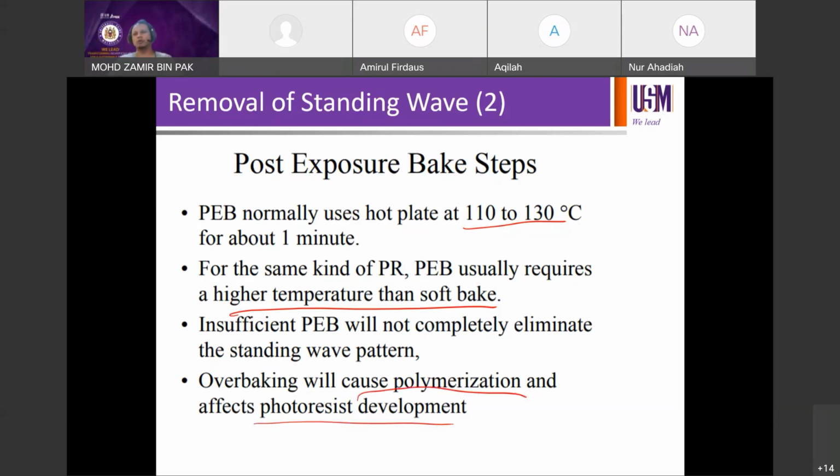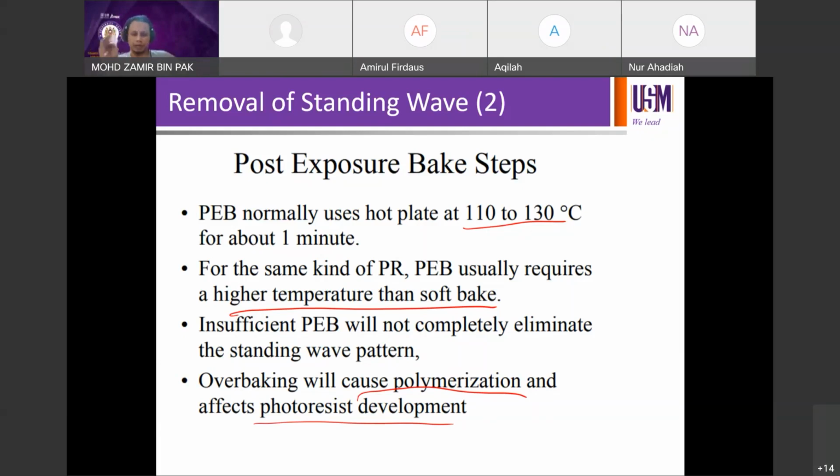Instead, if you overbake in PEB, terlajak baking, or high temperature, then like you bake a cake, it will become hard and after that difficult to remove. Okay, when you go for the development stage, it will be harder to remove the intended areas. So you end up with a CD problem as well.